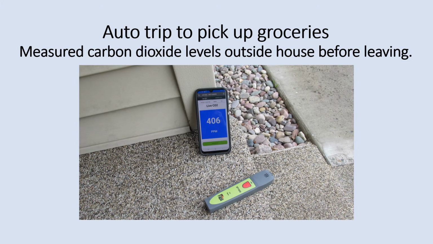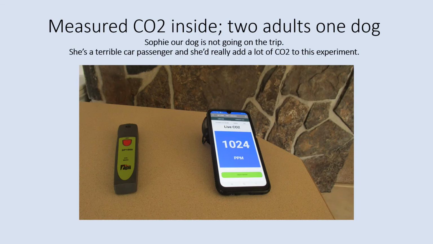So we'll take a look at another airspace. We'll take a look at an outside measurement here, carbon dioxide. My wife and I are going to take a car trip to pick up groceries. So we've got 406 parts per million of CO2 measured when we start this trip. I walked in the house, my wife, myself, and our dog Sophie. We've got 1,000 parts per million of CO2 in the house this morning.